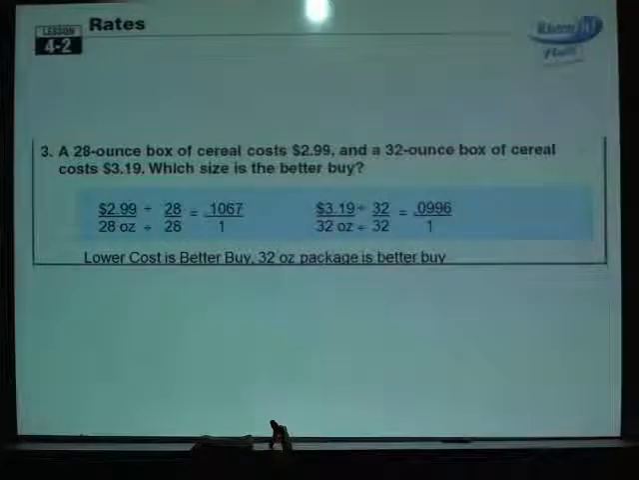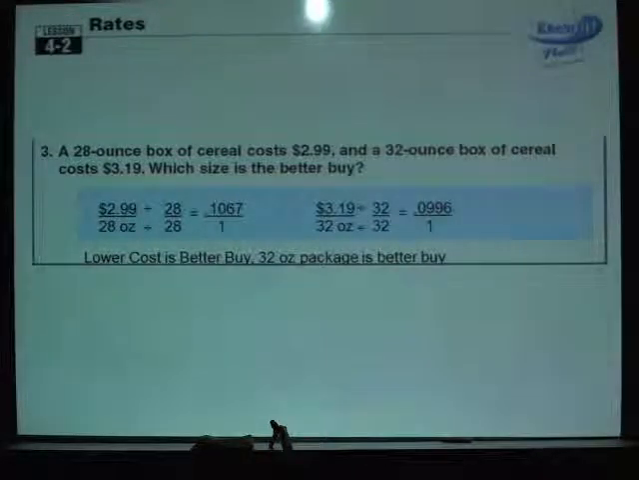We'll conclude by looking at number 3, which says a 28-ounce box of cereal is $2.99 and a 32-ounce box of cereal is $3.19. Which size is the better buy? The better buy, again, is whichever is cheaper, so we're looking for the smallest value in terms of dollars. Our unit rate here is going to represent what we're spending per 1 ounce of cereal, so ounces is going to go in the denominator, because the idea is to make the bottom number go to a 1.